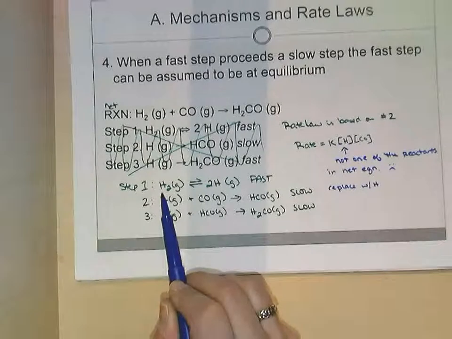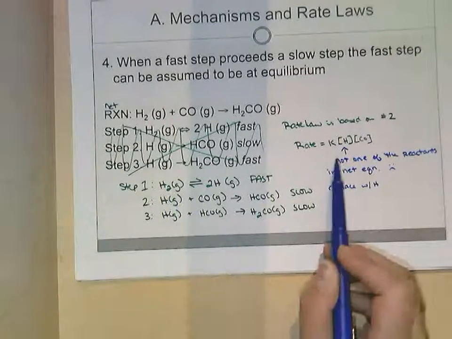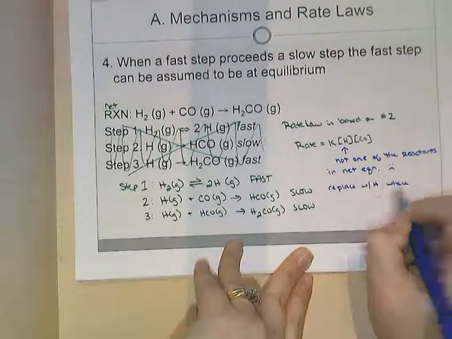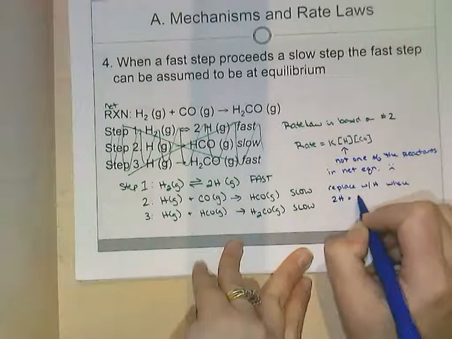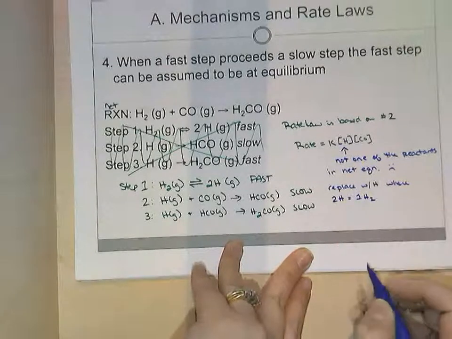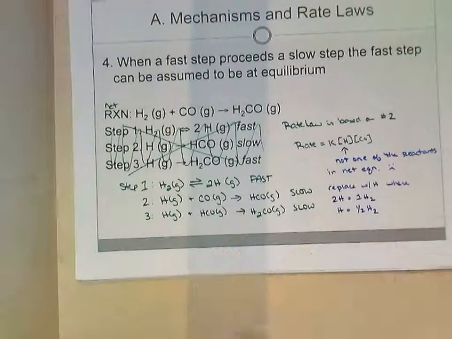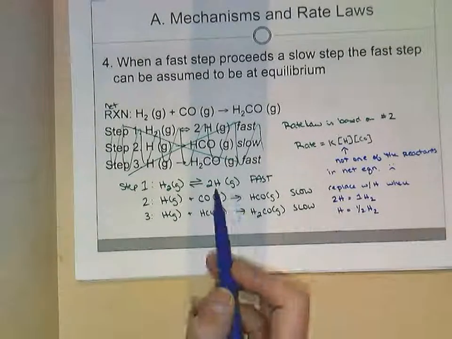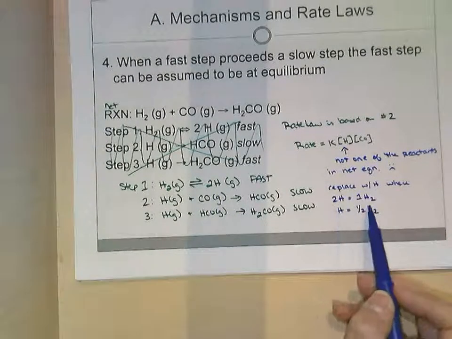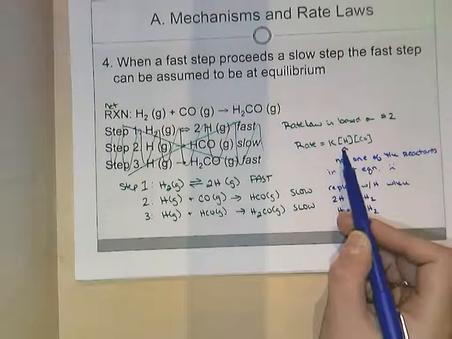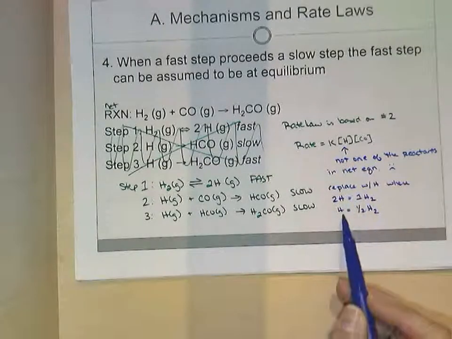So I could either, probably the best way to do it, based on our step 1, 2 H's is equal to 1 H2. But in my equation, I only have a single H. So it'd be true to say that H is equal to half of an H2.